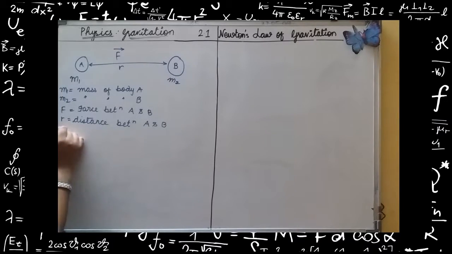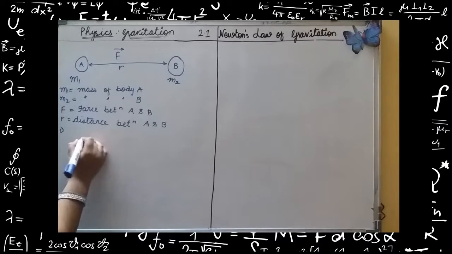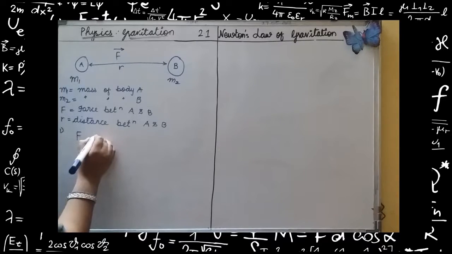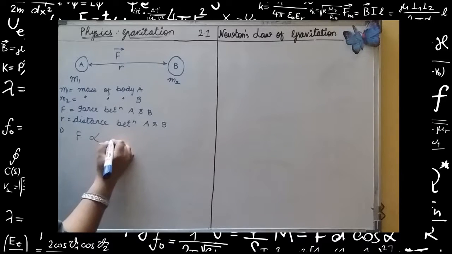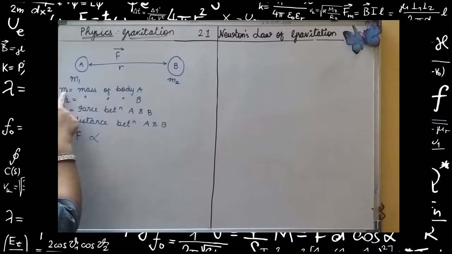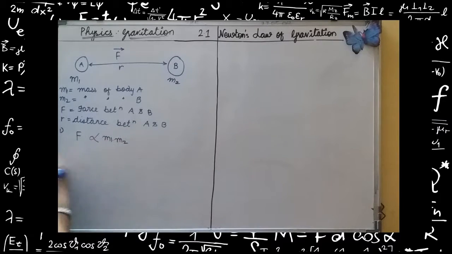According to Newton's law, every particle of matter attracts every other particle with a force which is directly proportional to the product of their masses. Product means multiplication. So what are the masses? m1 and m2. Product of the masses means m1 into m2. So let us take it as equation number 1.